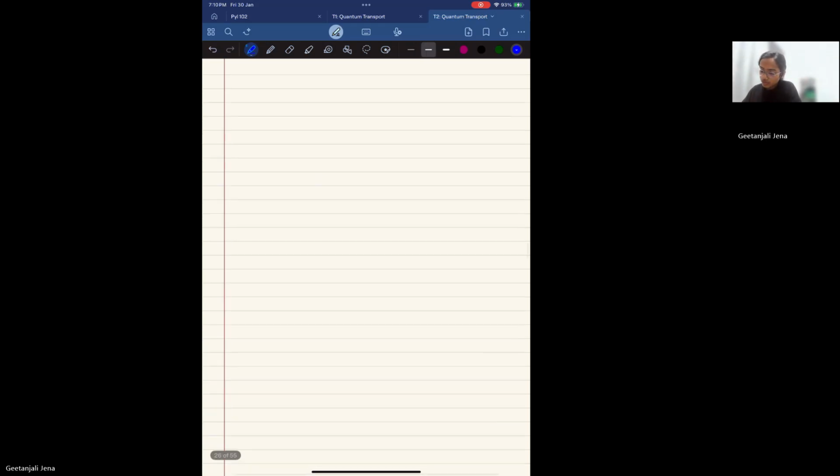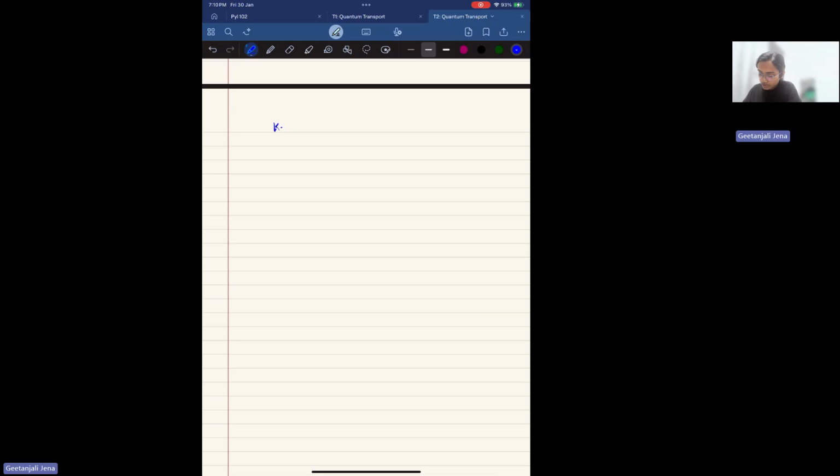Now, to find out the total number of states in a given small volume, we need to first find the total volume of the k-space. So the k-space volume of a circle, since in 2D we can take a circle, in k-space will be πk².